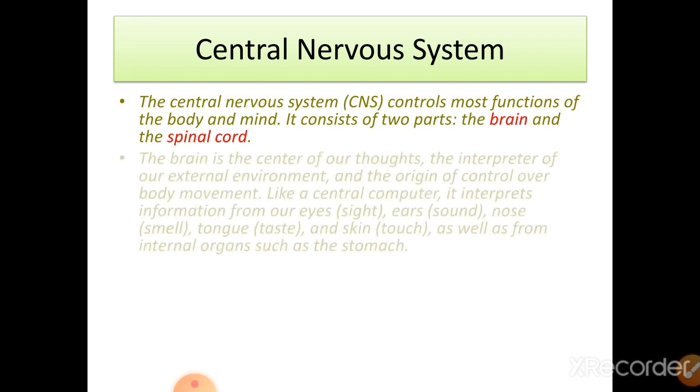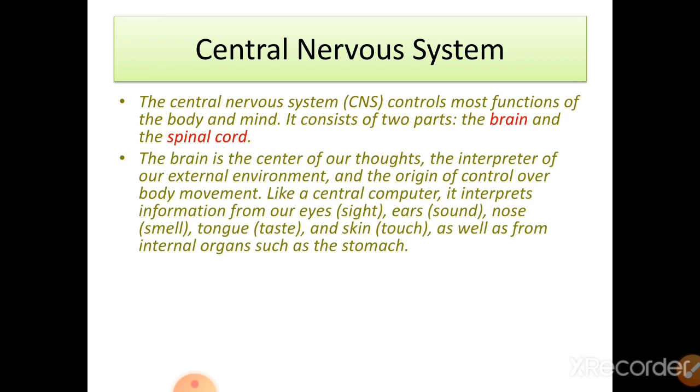The brain is the center of our thoughts, the interpreter of our external environment, and the origin of control over body movement. That means everything, the metabolic activities happening inside the body and the movement of body parts, is controlled. Our thinking and the five senses are all controlled by the brain, like the CPU of a computer. Without the CPU, the computer will not work. That's why without the brain, the rest of the organs will not function.